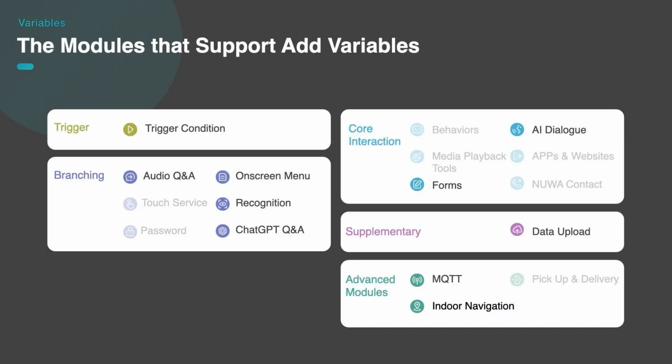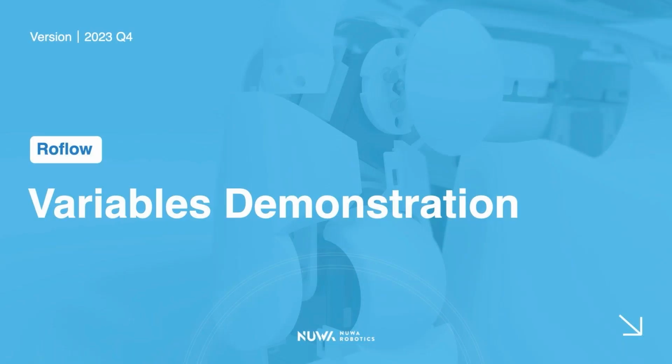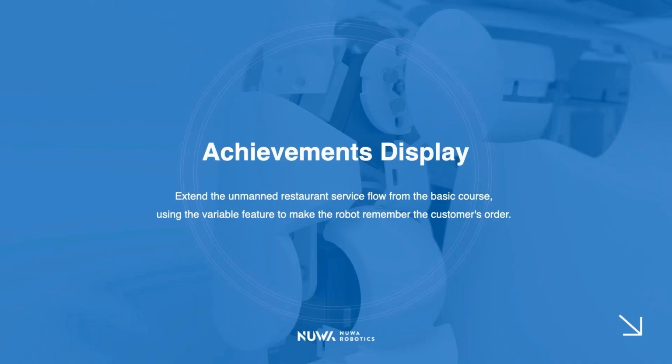Currently, the modules that support adding variables include the ones shown in the diagram. However, the modules that can access variable data are not limited to these. Now that we have an understanding of variables, let's try it ourselves. Please extend the unmanned restaurant service flow from the basic course, using the variable feature to make the robot remember the customer's order. Let's watch a demonstration video first.